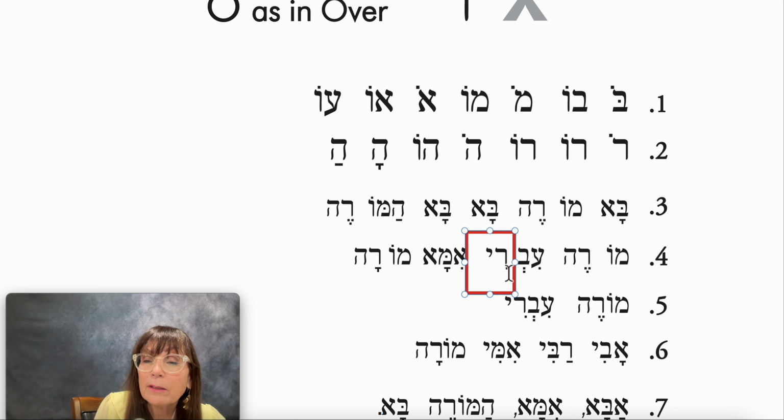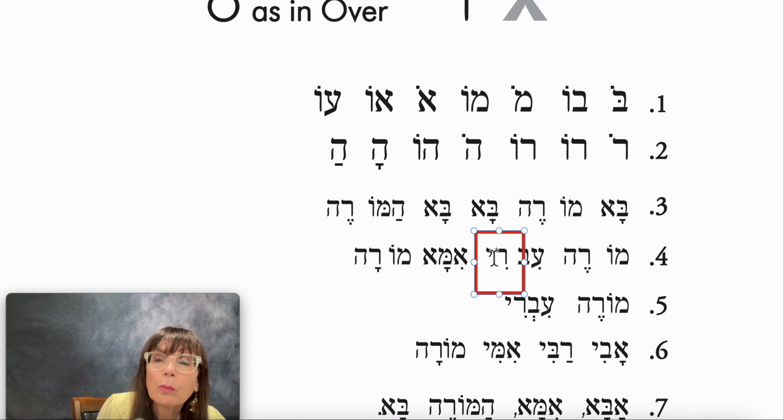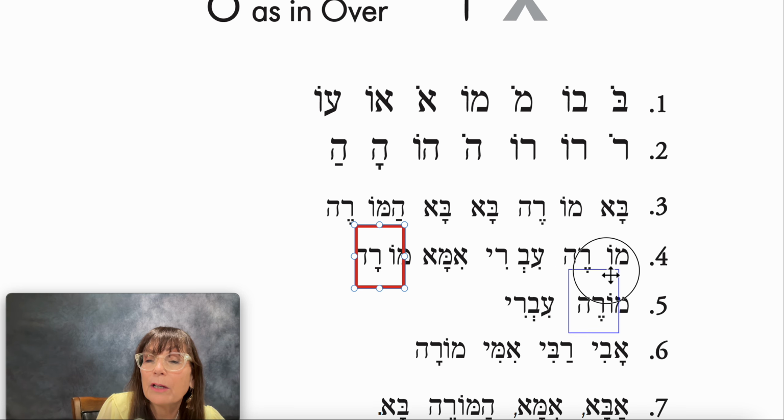The single dot under the resh is an E sound, and it's paired with this, it's not an apostrophe, looks like apostrophe, it is not. That's important. It's a yud or a yod, depending on how you pronounce it, but that's ri. So with or without that yud, it's still the same sound, ri, okay? And then you have e, ma, mo, ra. Okay, let's move to sentence 5.